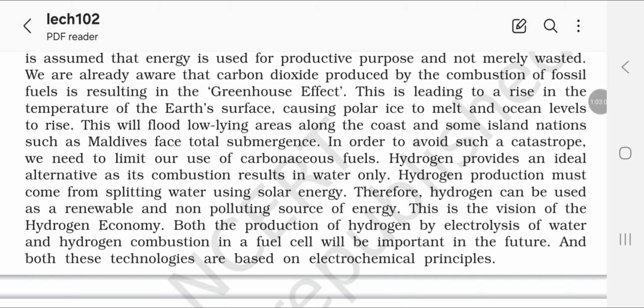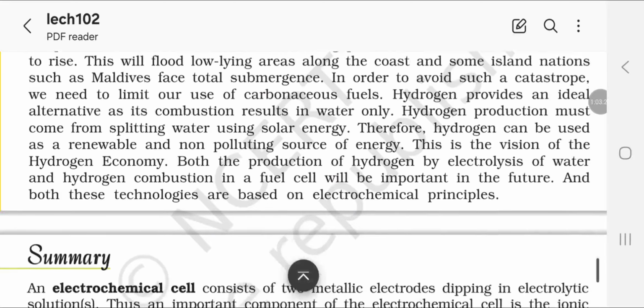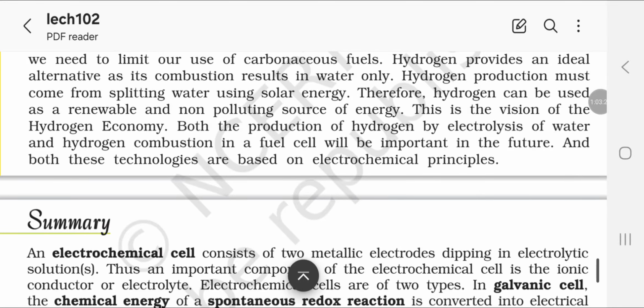Hydrogen provides an ideal alternative as its combustion results in water only. Hydrogen production must come from splitting water using solar energy. Therefore, hydrogen can be used as a renewable and non-polluting source of energy. This is the vision of the hydrogen economy. Both the production of hydrogen by electrolysis of water and hydrogen combustion in a fuel cell will be important in future, and both these technologies are based on electrochemical principles.